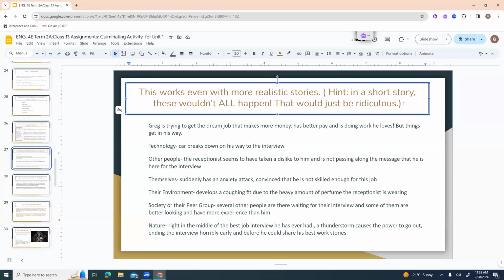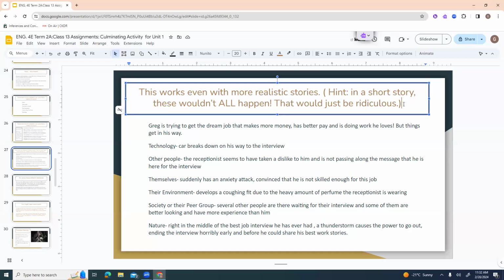Themselves, maybe suddenly this person has an anxiety attack and they're convinced they're not skilled enough for the job and they have to go to the washroom and pull themselves together because they're feeling overwhelmed. Their environment. Maybe they suddenly develop a coughing fit due to the heavy amount of perfume the receptionist is wearing. Or maybe they left their cane at home because they were afraid that would look bad for the interview, but they're really needing it. There's a lot of stairs to climb.